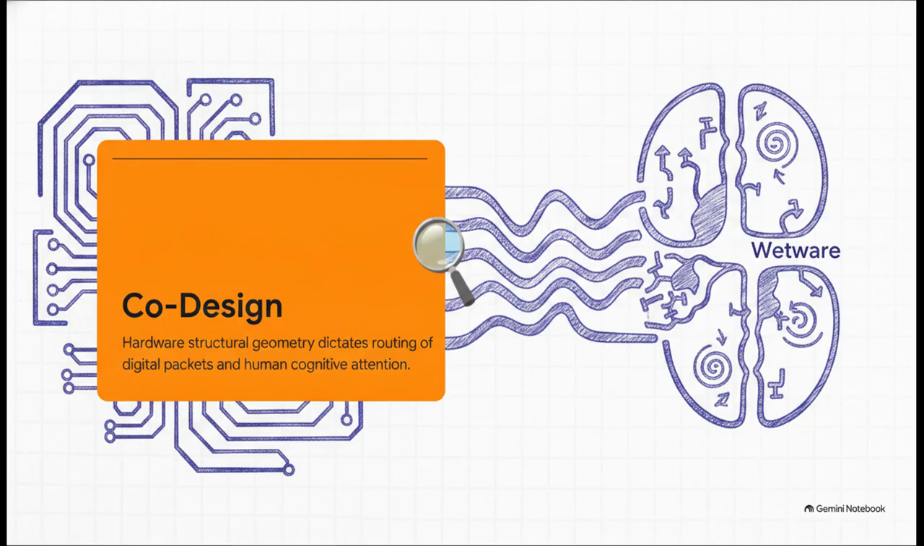To really wrap our heads around our own mental exhaustion, we actually have to step away from human biology for a second and look at the physical geometry of the machines sitting on our desks. This brings us to a revolutionary concept called hardware/wetware co-design. This principle essentially states that the structural geometry of computer hardware doesn't just dictate the routing of digital packets, it directly dictates the routing of human cognitive attention, our wetware. The standard silicon architecture we use today is structurally built in a way that allows for continuous floating point drift. It literally never truly stops, and that endless wandering is exactly what induces our cognitive fatigue.